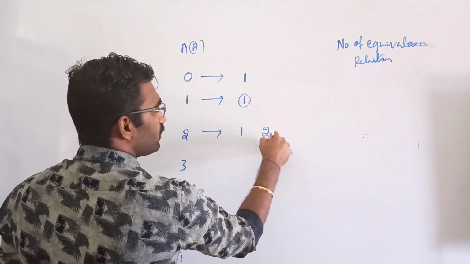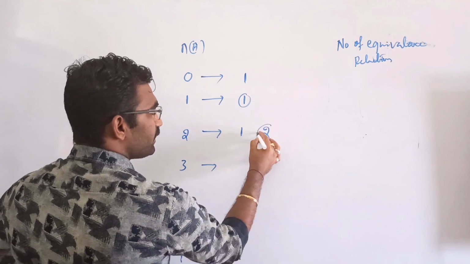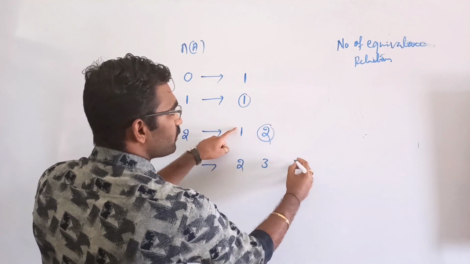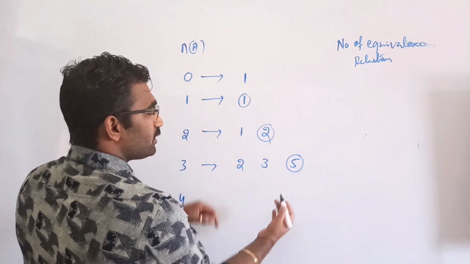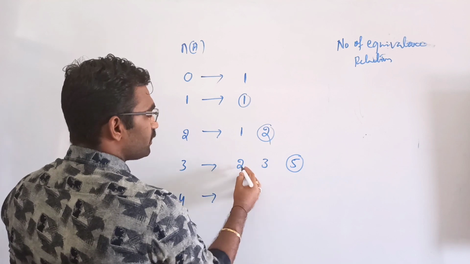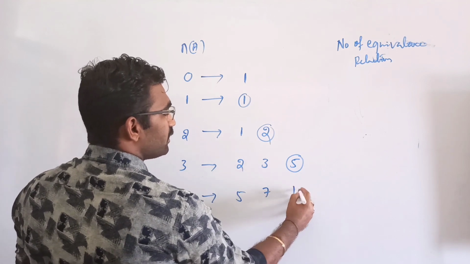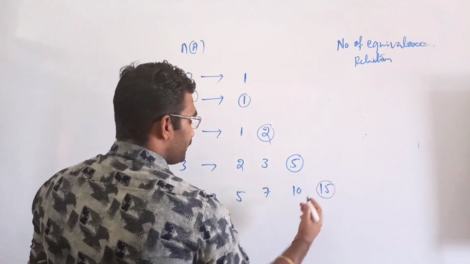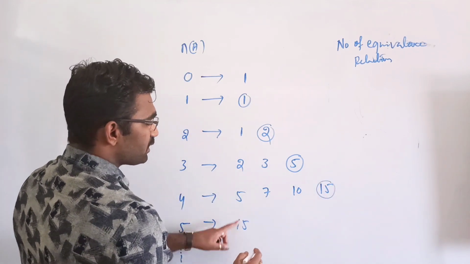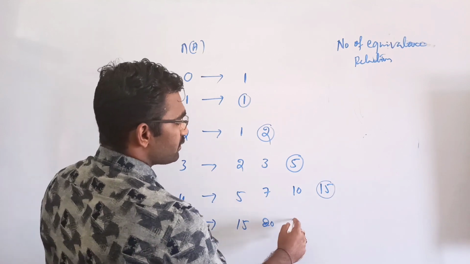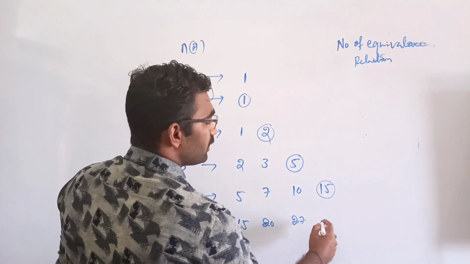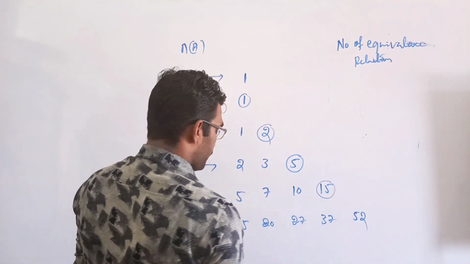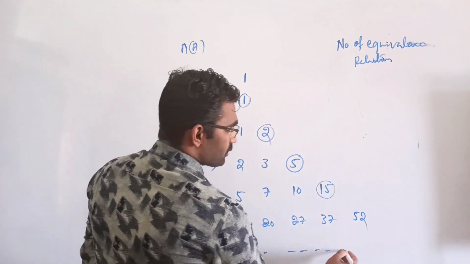1 plus 1 is 2 here. Then it ends with 2, therefore you start with 2. 2 plus 1 is 3, then 3 plus 2 is 5. Then again you start from 5 here, therefore 2 plus 5 is 7, 7 plus 5 is 10, 10 plus 5 is 15. Again it ended with 15, therefore start again with 15. 15 plus 5 is 20, 20 plus 7 is 27, 27 plus 10 is 37, and 37 plus 15 is 52. And it continues like this. I think the next one will be equal to how much?